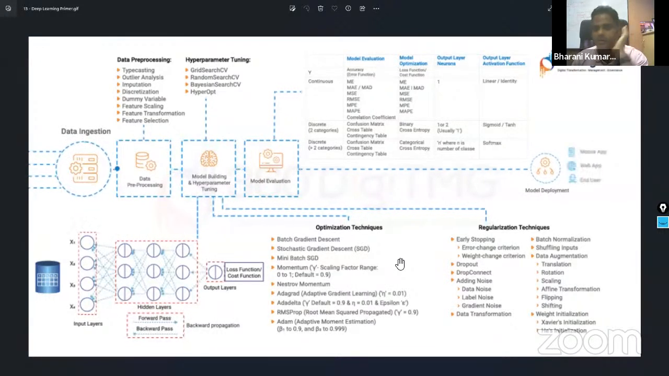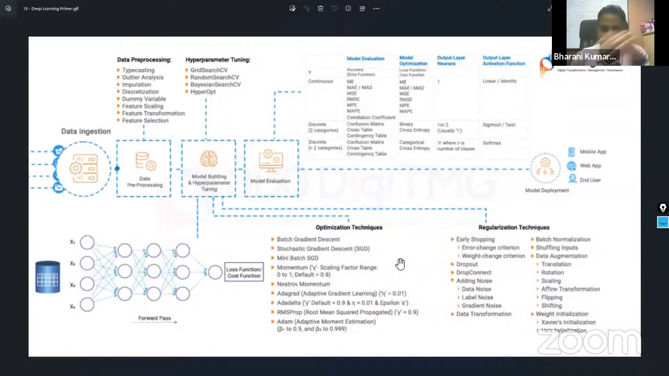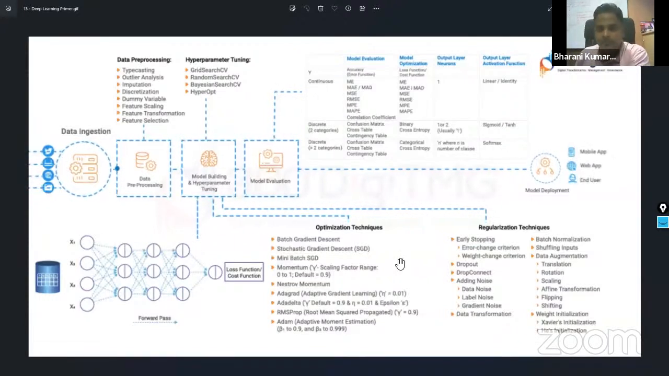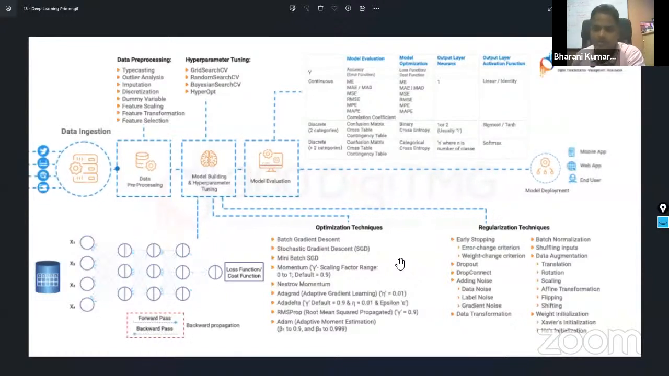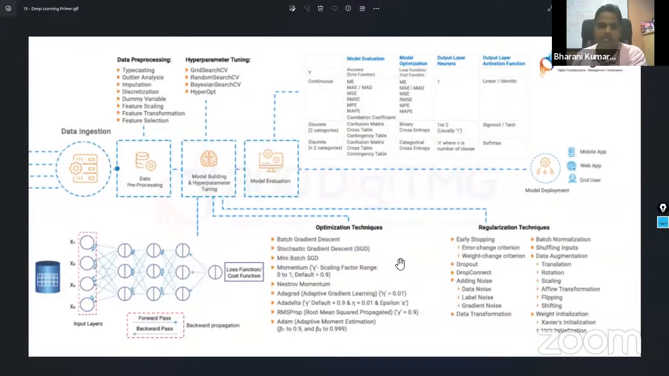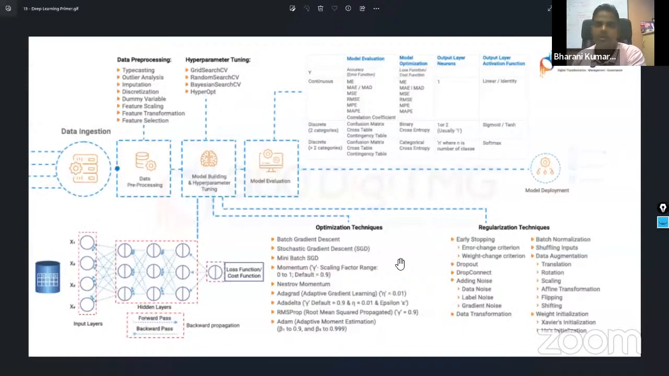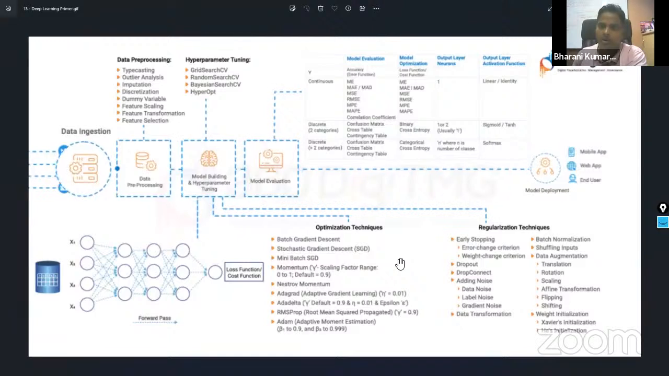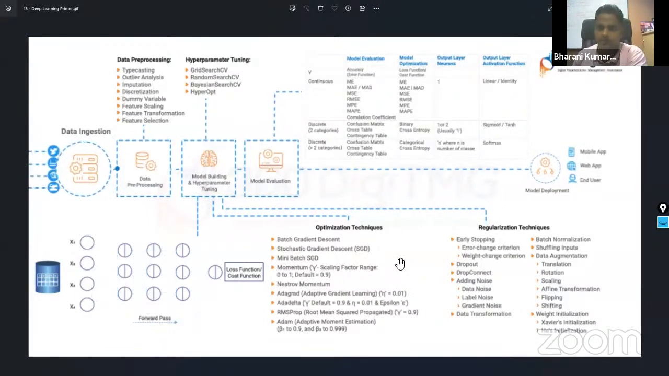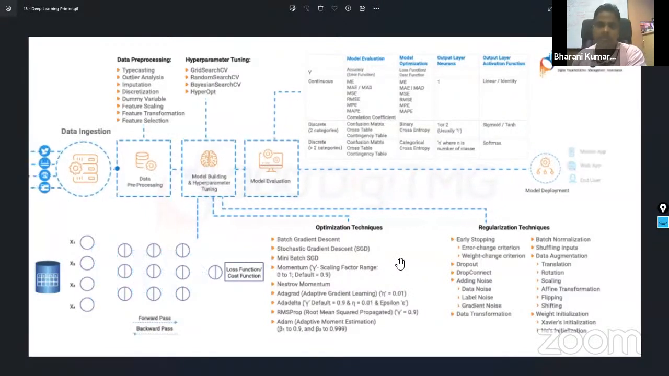Then we have stochastic and mini batch, we'll get there. Momentum and all that are advanced, we'll not get into that. And then we have regularization techniques. We will talk certainly about regularization techniques. This is a must. We need those. And then we have the model evaluation part of it. Then you deploy the model and finally you get the results.